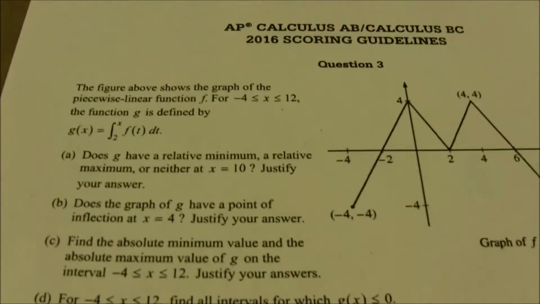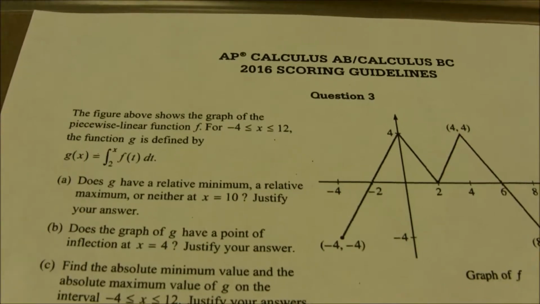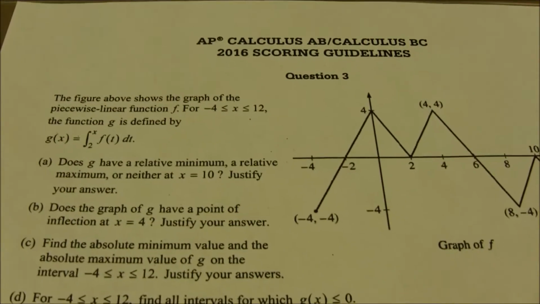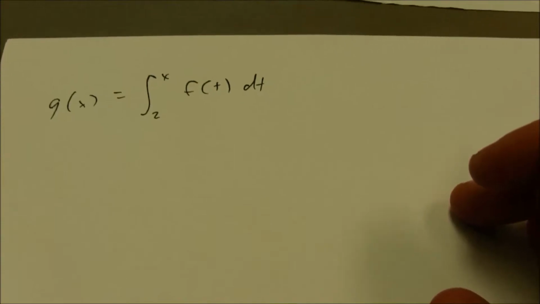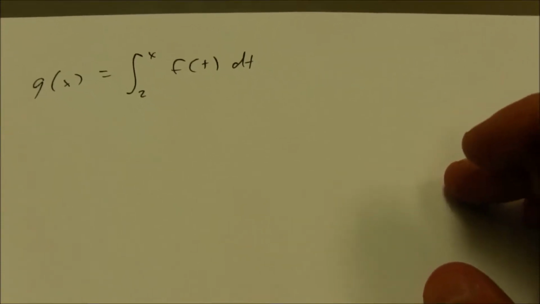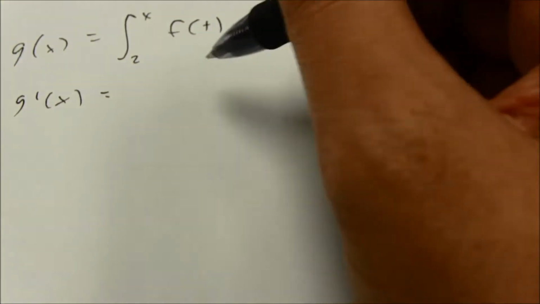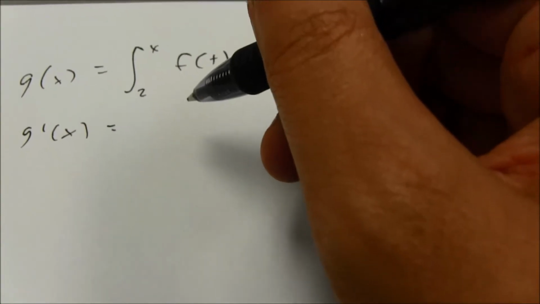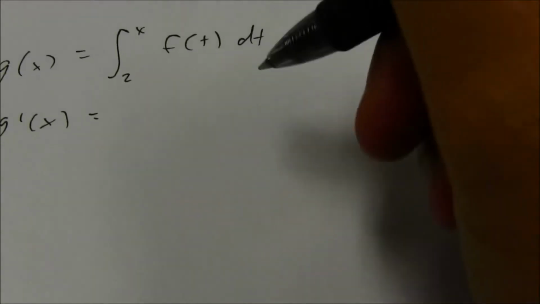So if you take a look at my function here, my function is g of x equals the integral from 2 to x of f of t dt. And I want to know where the derivative of function g is going to be 0 or undefined. Okay? So if I want to find g prime of x, it is going to be equal to the derivative of the integral.